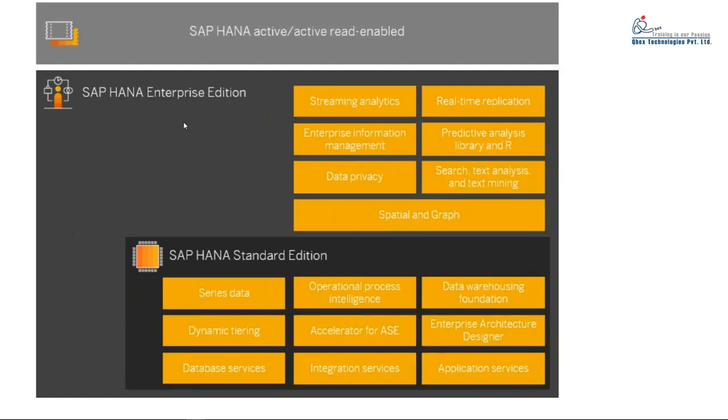When you go to SAP, you can buy either standard edition or enterprise edition depending on your requirement. There's also a special licensing for SAP Active/Active Read Enabled. I'll explain what it is. So this is HANA with all these features. If we understand all this, that's what helps us understand what SAP HANA is. Now I'm getting into each of these services.